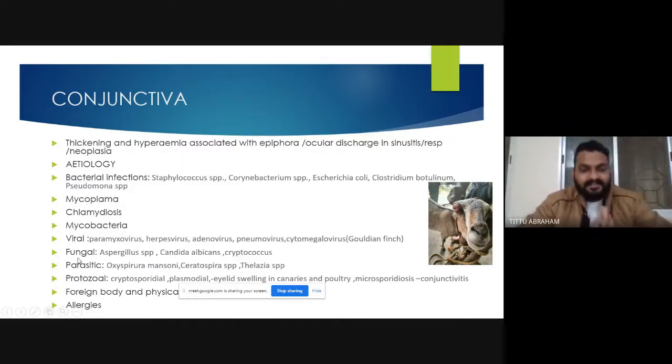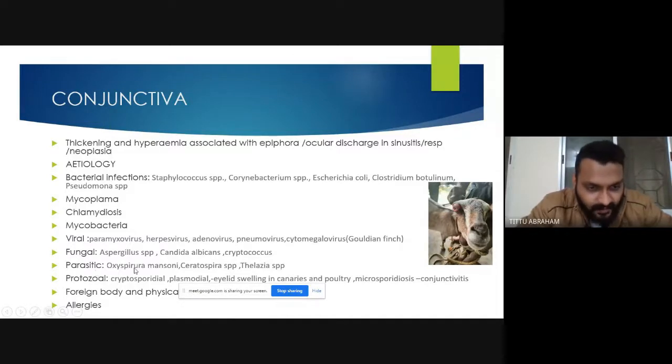Next is the fungal infection. As is common, Aspergillus and Candida, which are always present, can also affect the eye. And Cryptococcus is also a fungal infection, but it usually affects only the immunocompromised. Next one is the parasitic.